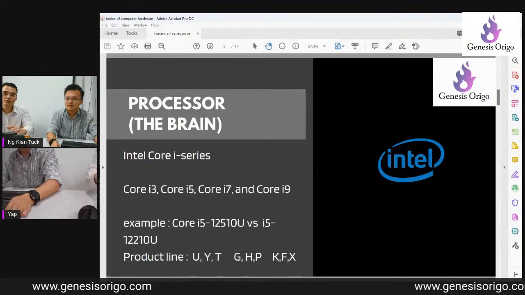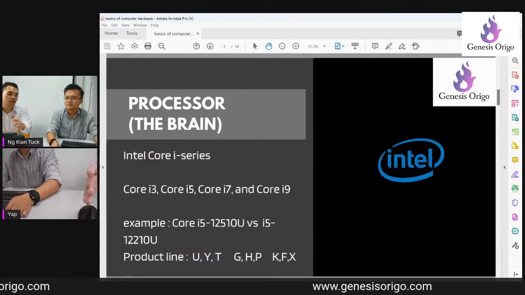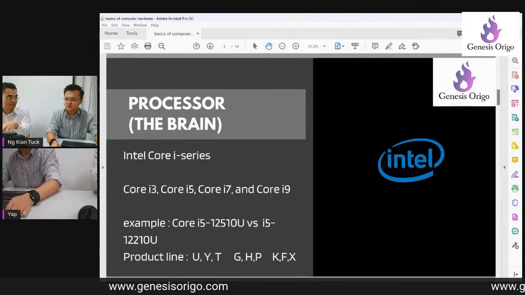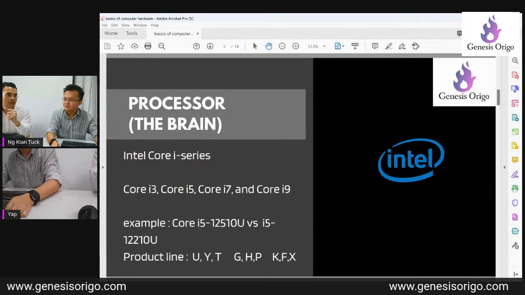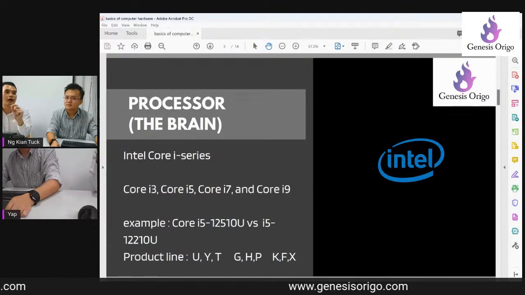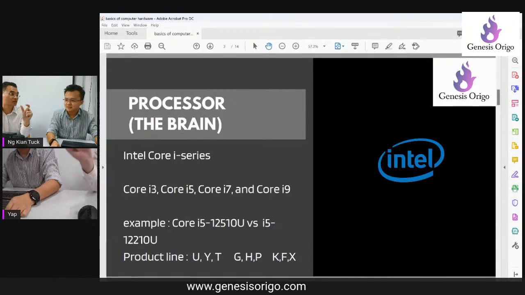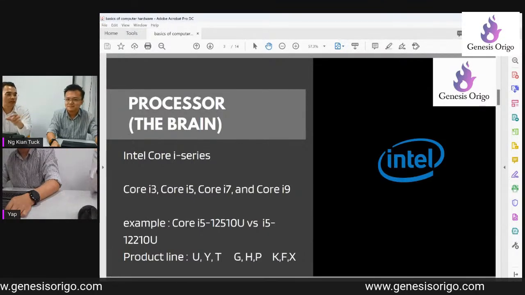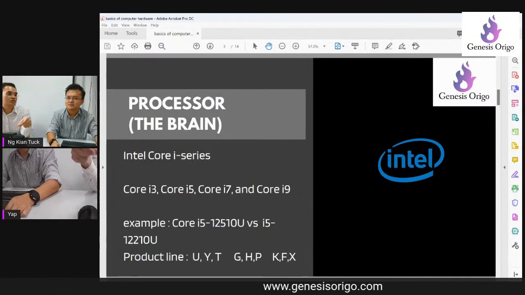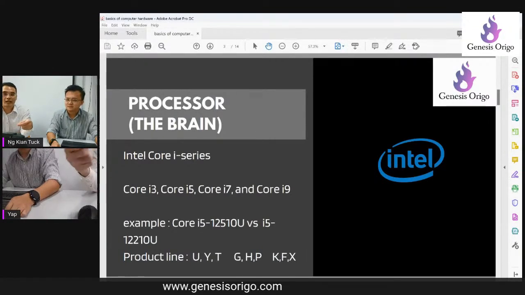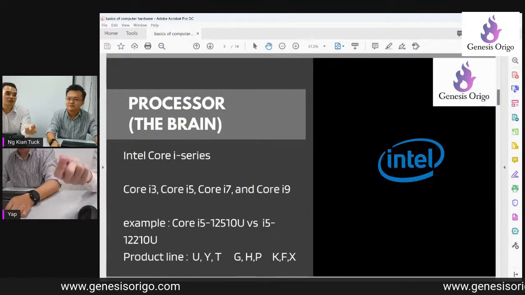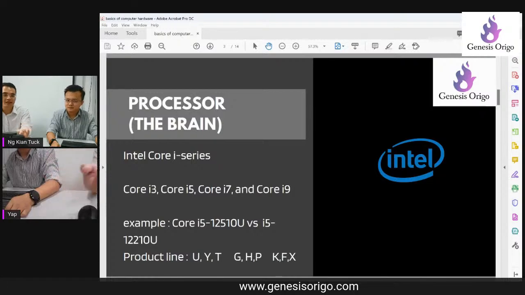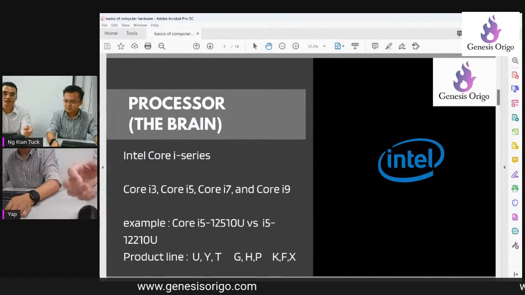U, Y, and T are normally for laptops because they are more energy efficient. For general usage? Well, I think they are actually quite powerful to perform additional tasks beyond just normal browsing and documents. But they are designed mainly for laptops because they consume less energy, so your laptop battery life will last longer. The G, H, and P are mostly for desktops, where you want higher processing power for gaming, video content creation and so on.